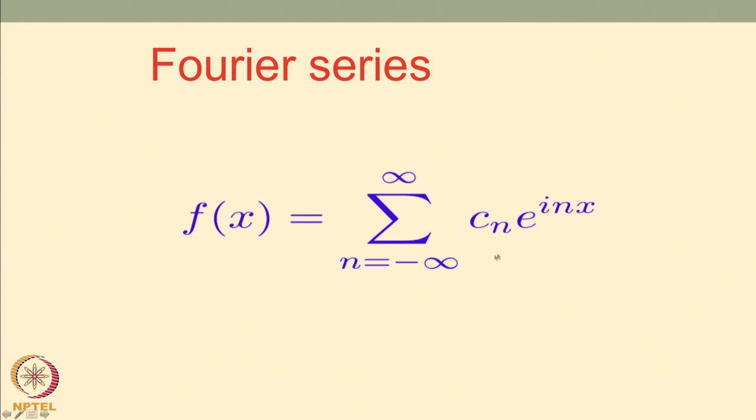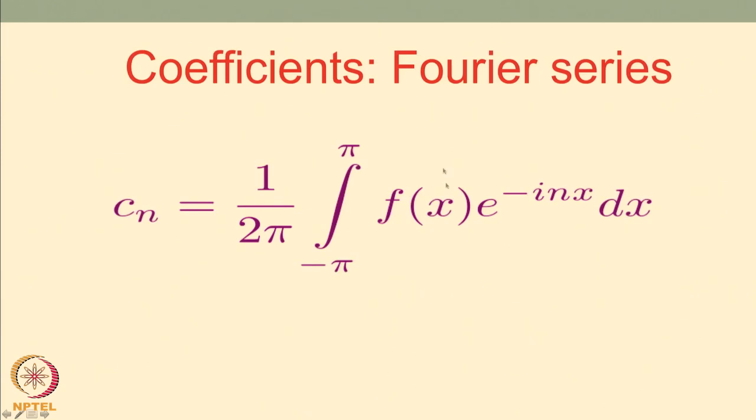Now, the Cn values, if I know e power i n x is cos n x plus i sin n x. So, if I know Cn, I can calculate f of x as a function of x. Now, how do we get Cn? We can get Cn by inverting this integral, that is multiplying this function with e power i n x or minus i n x appropriately, and by doing this integral we can get Cn. This is something that we learn.